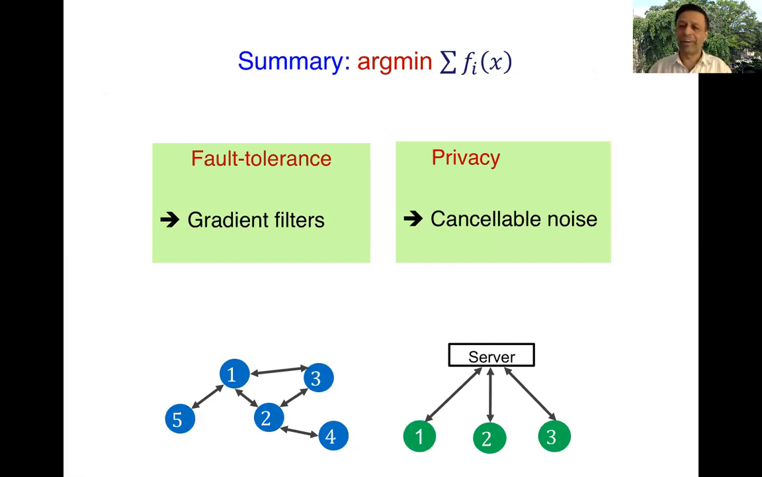In the case of fault tolerance, we said that we can't quite do this because some agents are faulty. So we try to minimize the cost over just the good agents. And the solutions that I presented today use this notion of a gradient filter, but there are other solutions possible as well. And for privacy, same ultimate goal, minimize the cost function, but trying to preserve the privacy of the cost functions themselves. And the trick we use is what we call cancelable noise.